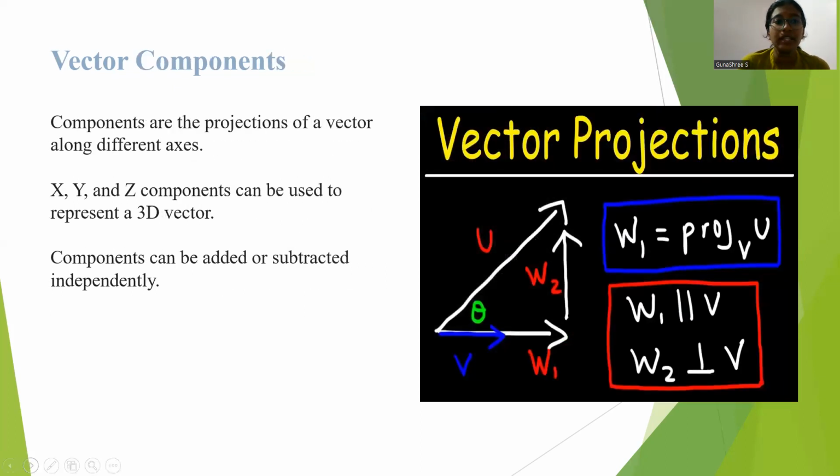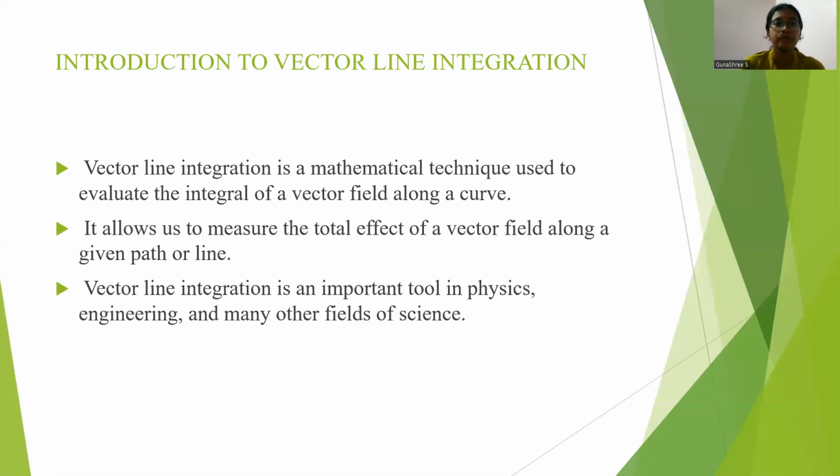Moving next to vector components. Components are the projection of a vector on the different axes such as the x, y, z axes. When we represent a vector in 3D space, it is split into x, y, and z components. These components can be added or subtracted independently. So till here was the introduction to what exactly a vector is.